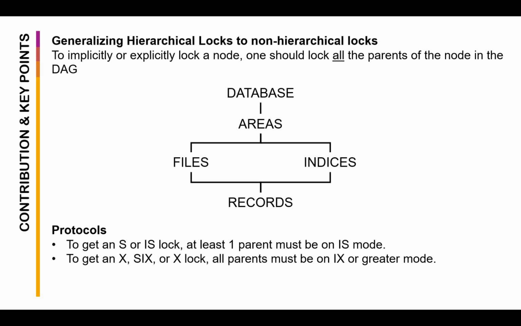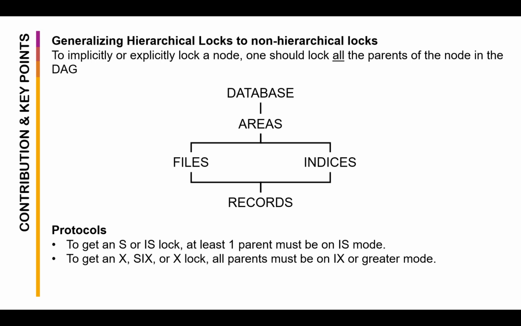To request an S or IS lock, at least one parent must be in IS mode. This ensures that there is a path to the root in IS mode, and none of the ancestors in this path can be granted to another transaction in an IS-incompatible mode.